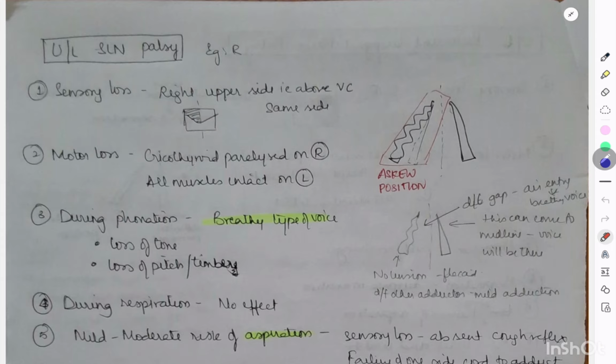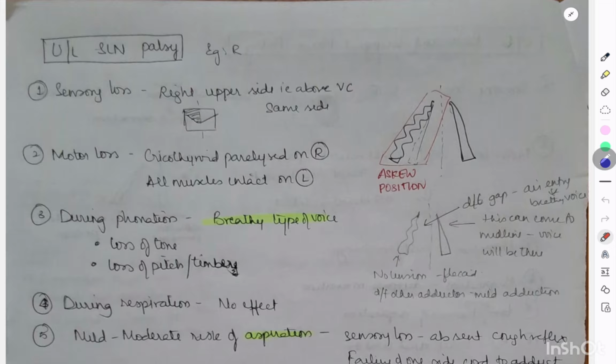Before starting, you should keep in mind what the superior laryngeal nerve supplies. It supplies the cricothyroid, and the function of cricothyroid is tensor and adductor. Now let's start with the conditions. Suppose we have unilateral superior laryngeal nerve palsy. Now I'll take the right side as usual. So where will be the sensory loss?